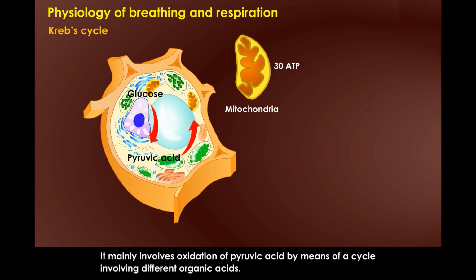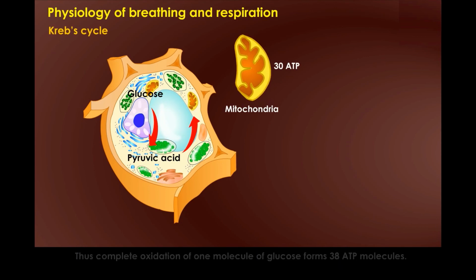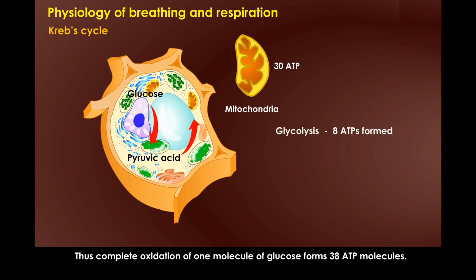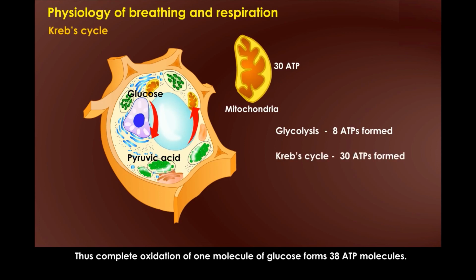It mainly involves oxidation of pyruvic acid by means of a cycle involving different organic acids. Thus, complete oxidation of 1 molecule of glucose forms 38 ATP molecules. Glycolysis, 8 ATPs formed. Krebs cycle, 30 ATPs formed. Total 38 ATPs.